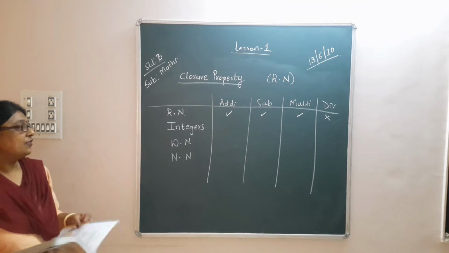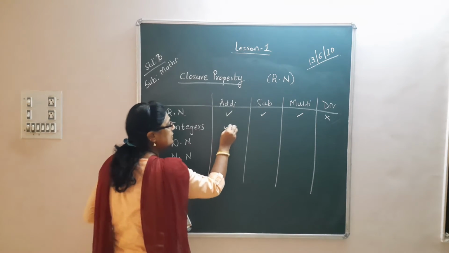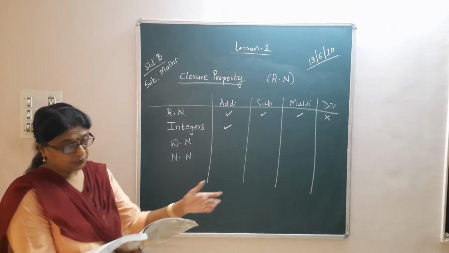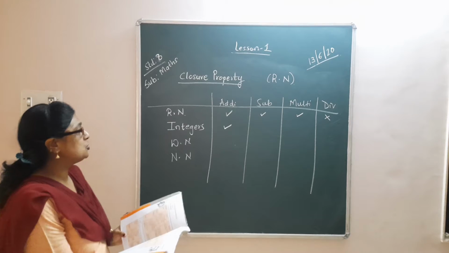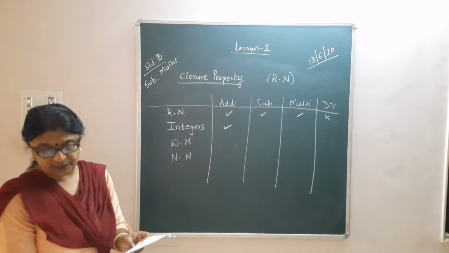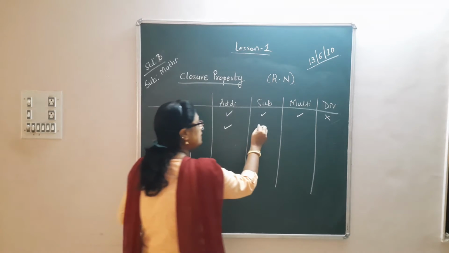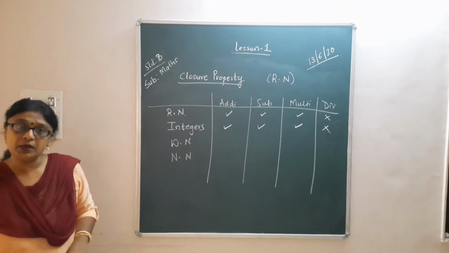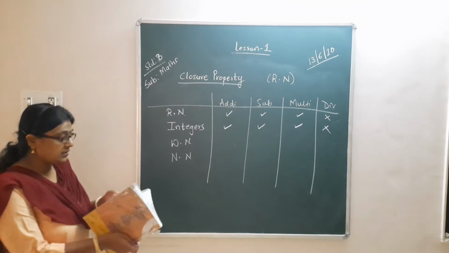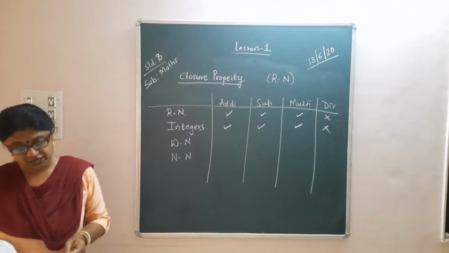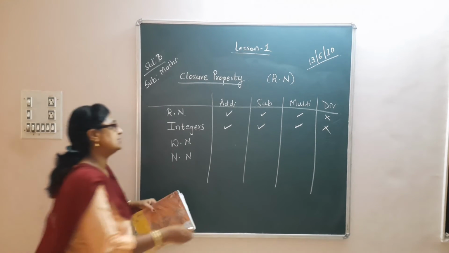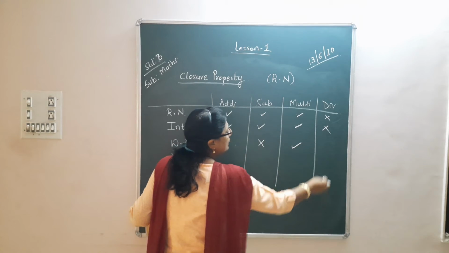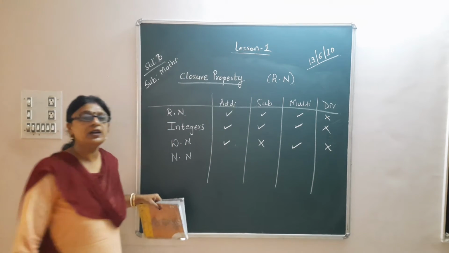Then for integers, what did we see? In integers, it is true for addition. You can go through it, see on page number 1, 2 if you forgot. For integers, it is true for addition, subtraction and multiplication, but not for division. And similarly for whole numbers, it is true for addition, but not true for subtraction. For multiplication it is true and not for division.